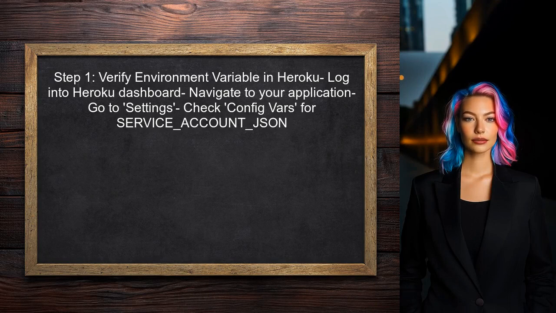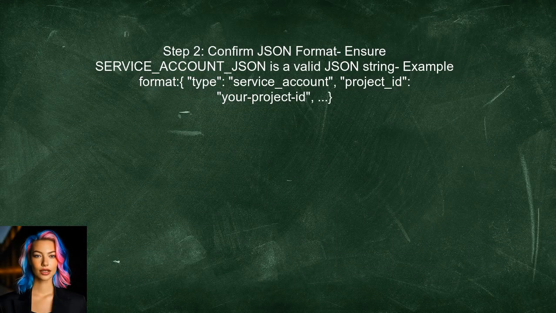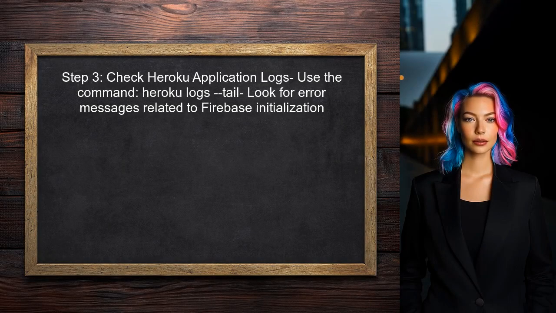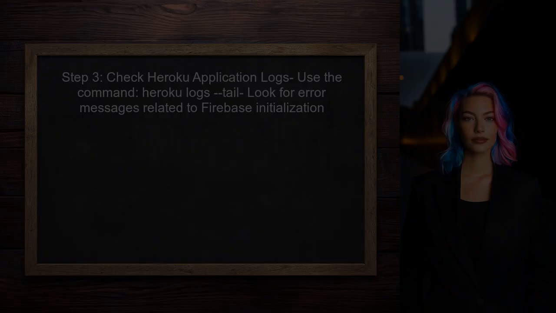in Heroku. The user should log into their Heroku dashboard and navigate to the settings of their application. Next, the user should confirm that the contents of the service account JSON variable are correctly formatted. This means it should be a valid JSON string that represents the Firebase Admin SDK credentials. After verifying the environment variable, the user should check the application logs in Heroku for any error messages. This can help identify if there are issues with the initialization process.